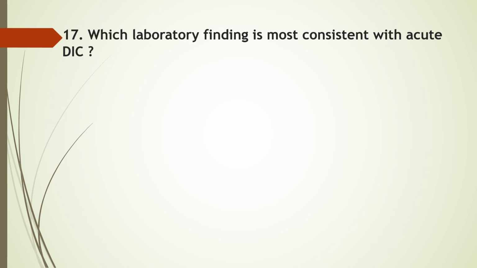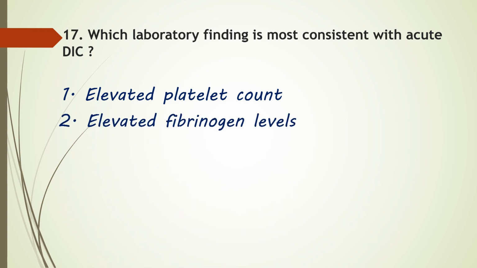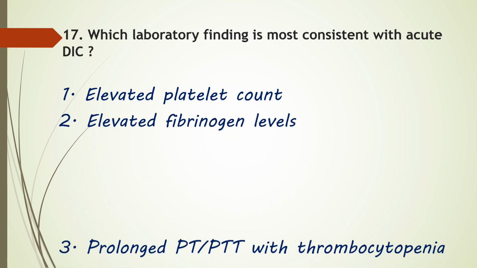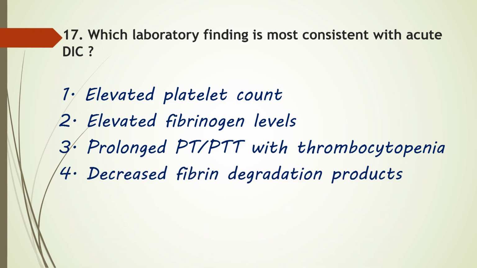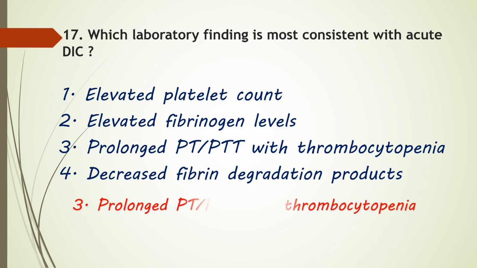Question number 17. Which laboratory finding is most consistent with acute DIC? Options are elevated platelet count, elevated fibrinogen level, prolonged PT or PTT with thrombocytopenia, or option 4 decreased fibrin degradation products. The correct answer is option 3. Prolonged PT or PTT with thrombocytopenia is most consistent with acute DIC.